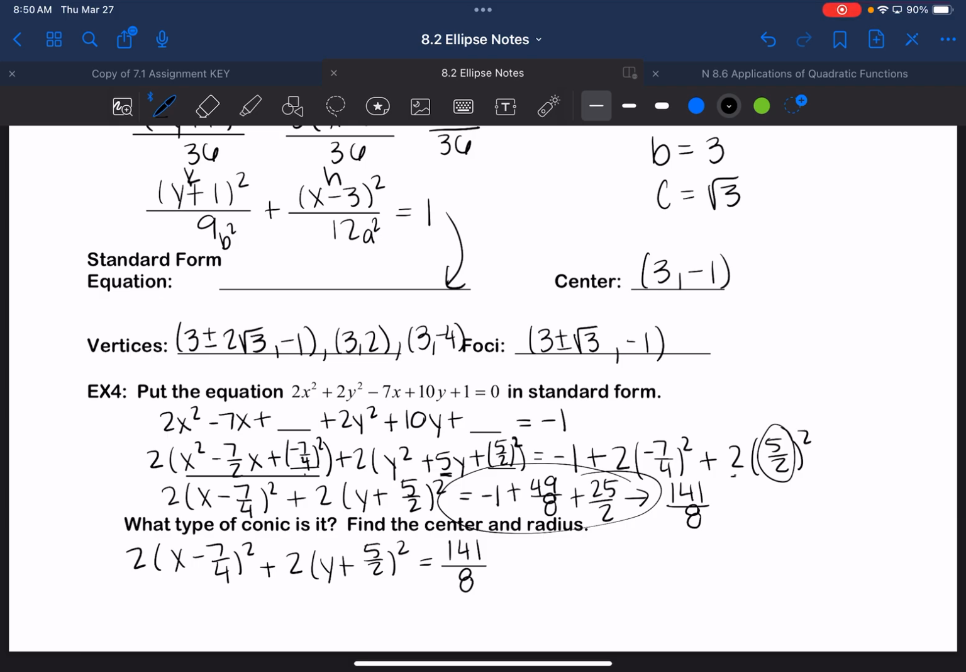How do we know it's a circle? So this is the key for how you know it's a circle. These coefficients right here have to match for it to be a circle. If the coefficients match, you're going to know you have a circle. So if you want to make note of that.